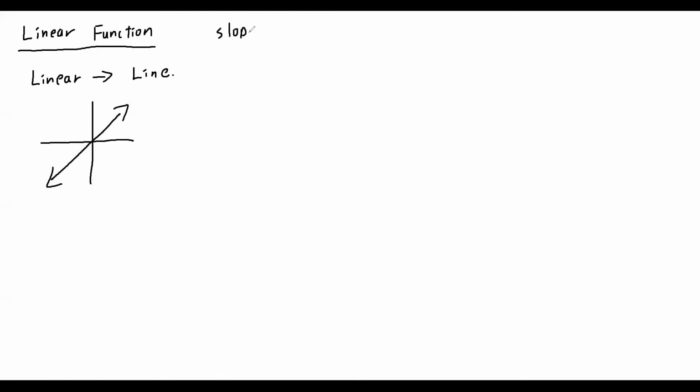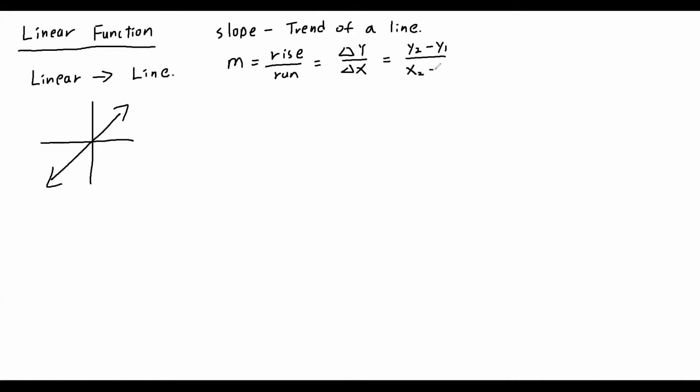Next, we need to know what a slope is. Slope is the trend of a line, which is represented by the symbol m. It has many different notations: rise over run, changing y over changing x, y2 minus y1 divided by x2 minus x1, or up down over left right, where up is positive, down is negative, left is negative, and right is positive. Those are all common notations that we can use to find our slope, m.